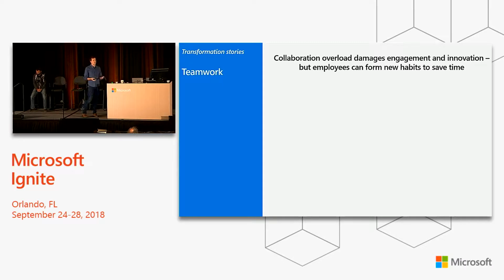So let me give you a couple concrete examples of what this looks like in practice. First, this is a story about teamwork. One of the most common problems with teamwork is collaboration overload. How many of you have been in a meeting in the past month and felt like you didn't need to be there? All right. If you didn't raise your hand, you might have been on vacation. We've all had this problem.